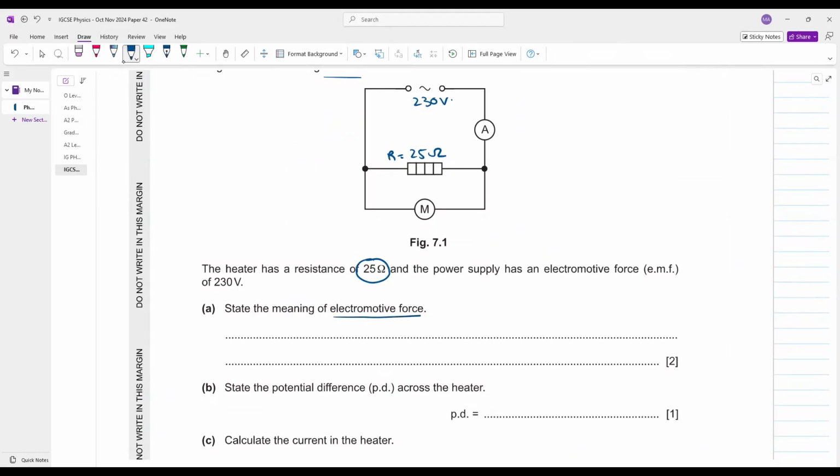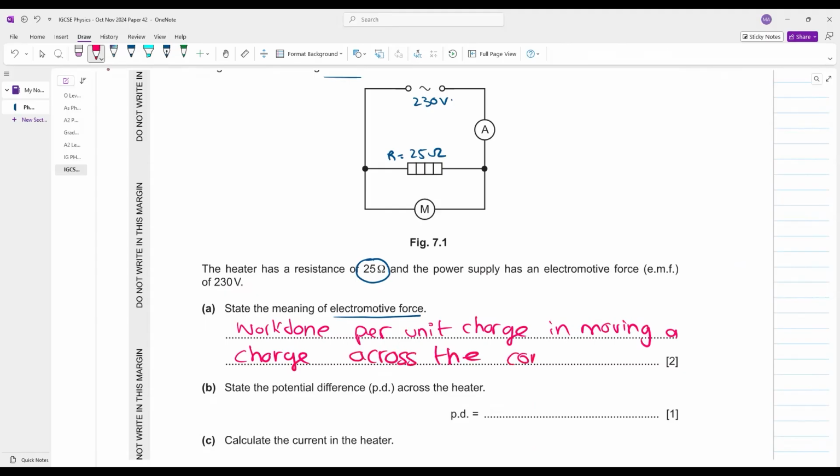State the meaning of electromotive force. What is the meaning of electromotive force? Work done per unit charge in moving a charge across the complete circuit.